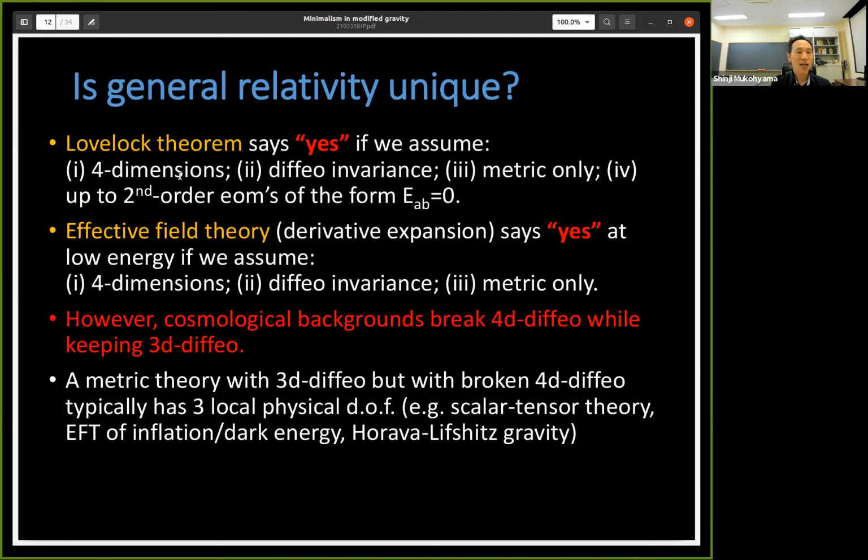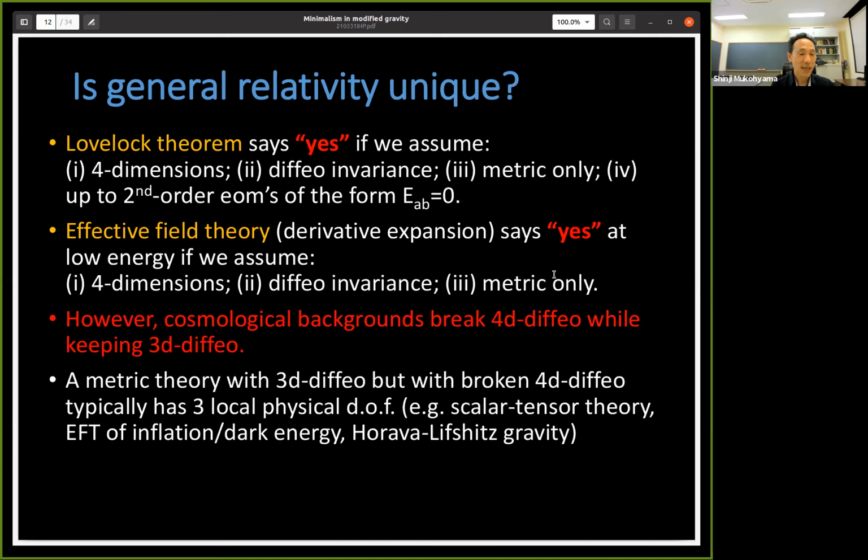The Lovelock theorem says yes to this question and no to the previous question, if we assume 4 dimensions, diffeomorphism invariance, and metric only, and up to second order equations of motion of this form. Also, effective field theory, namely the derivative expansion, tends to say yes to this question and no to the previous question, at least at low energy, if we assume 4 dimensions, diffeomorphism invariance, and metric only.